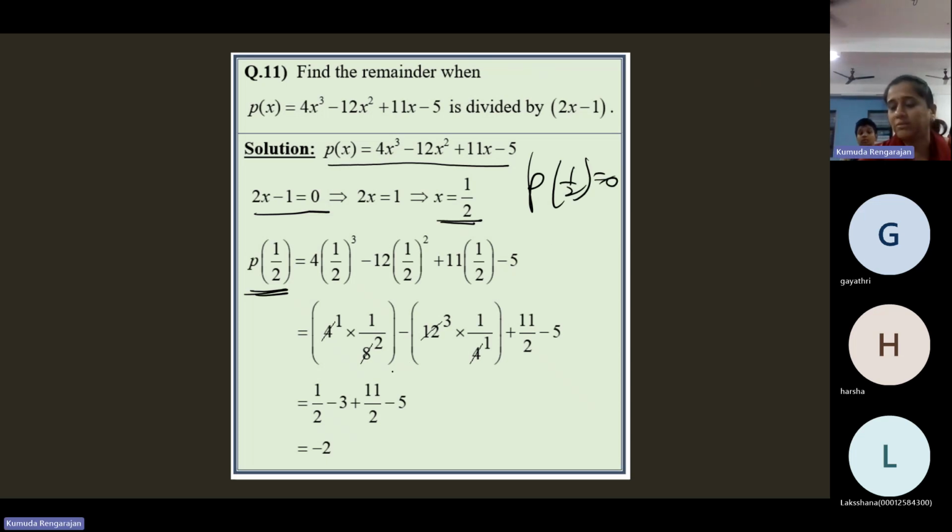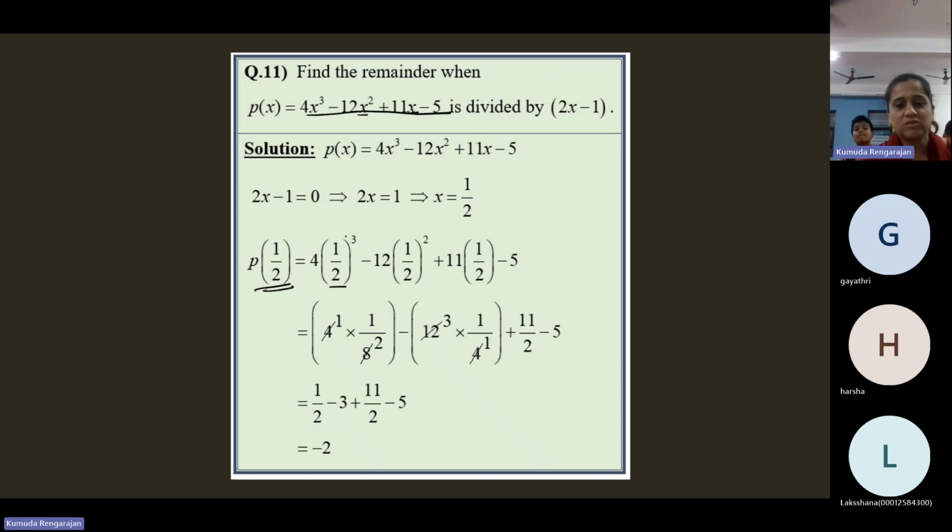No, we have to find the remainder. So you should just work out p of 1 by 2. So how do you work out p of 1 by 2? In place of x, use 1 by 2. So see here, everywhere in p of x, in place of x, use 1 by 2. Work that out and find the remainder. So the remainder is minus 2.